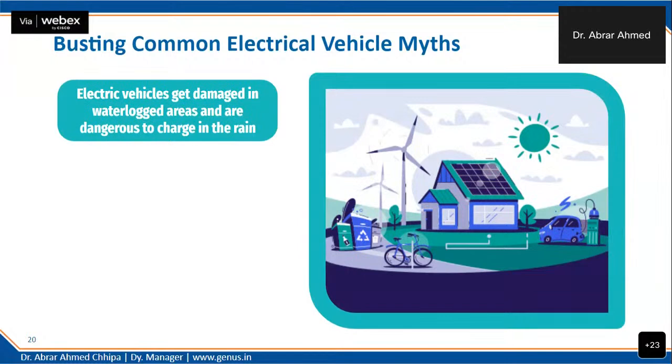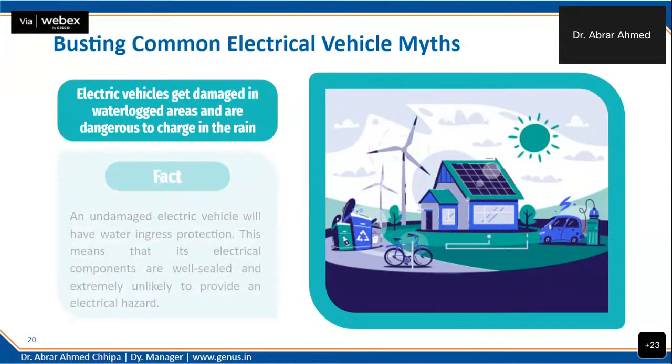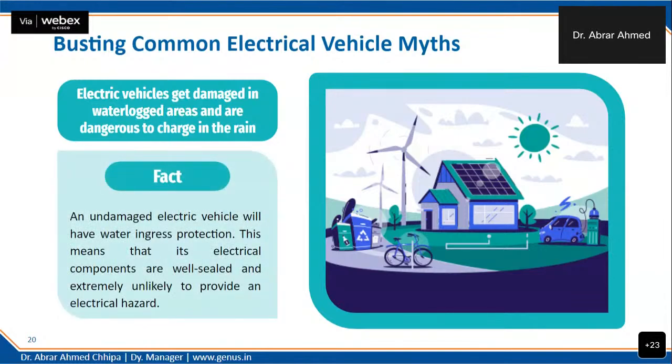Another myth: electrical vehicles get damaged in waterlogged areas and are dangerous to charge in the rain. It is not like that. All electrical vehicles come with ingress protection compliance. Basically, you know about the IP rating, which you only hear about in mobile technologies, that your mobile is IP67 or IP65 rated. So it is called ingress protection, a standard we use. Most electrical vehicles have an IP67 rating or more.